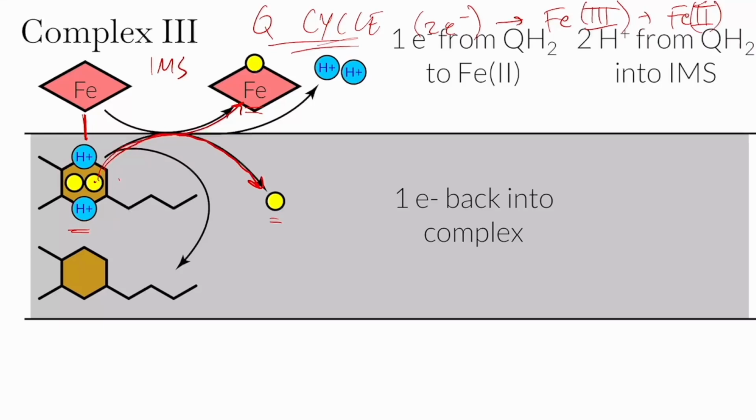And finally, the 2 protons that we picked up when we reduced Q to QH2 now get dumped out on the IMS side. So basically, remember, we loaded those over here on the matrix side. We dumped them on the IMS side. So we're doing a net transport of protons from the matrix to the IMS, through Q as the mediator. So QH2 is not only acting as a mobile carrier for electrons, it's also acting as a mobile carrier for protons.